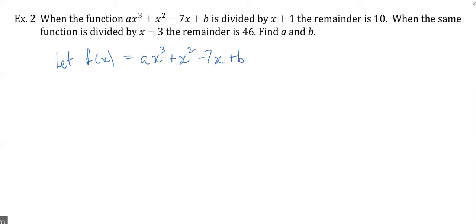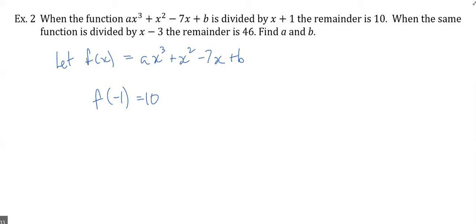So this says this function, which now has a name, f at x, is divided by x plus 1. The remainder is 10. What's that saying? If I divide by x plus 1, that's like f at what? Negative 1, thank you. So that's saying f at negative 1 equals 10, right? The remainder is 10 when we divide by x plus 1. So f at negative 1 is 10.